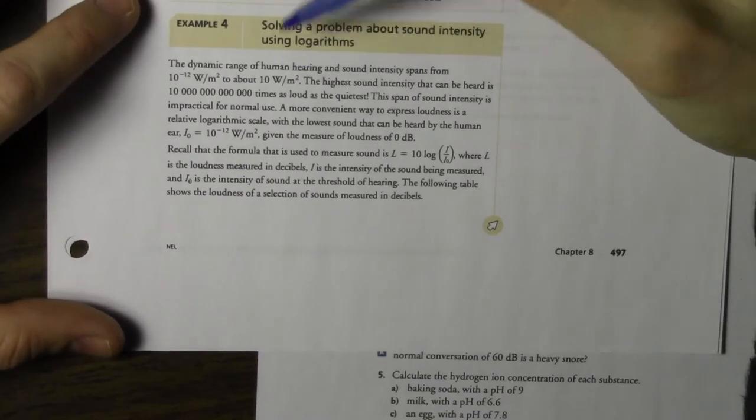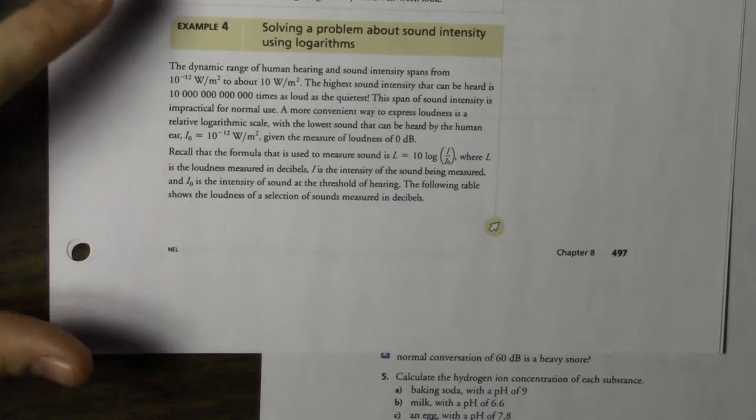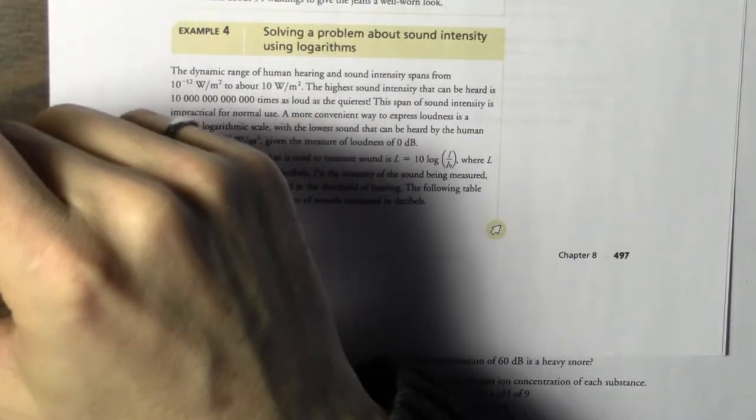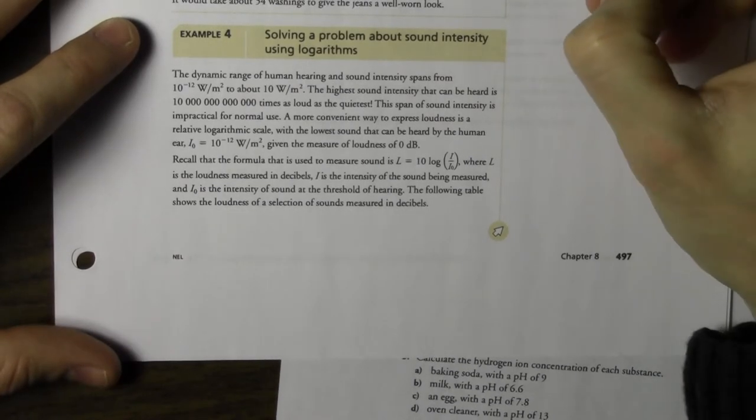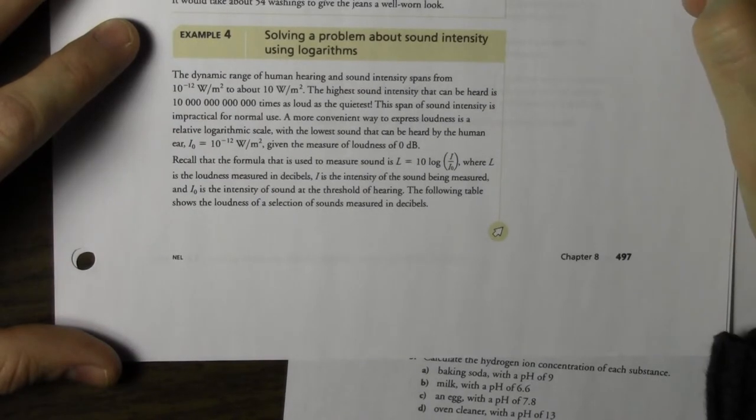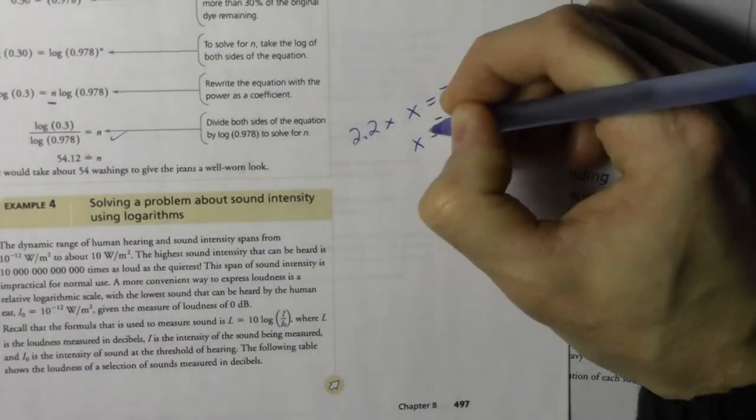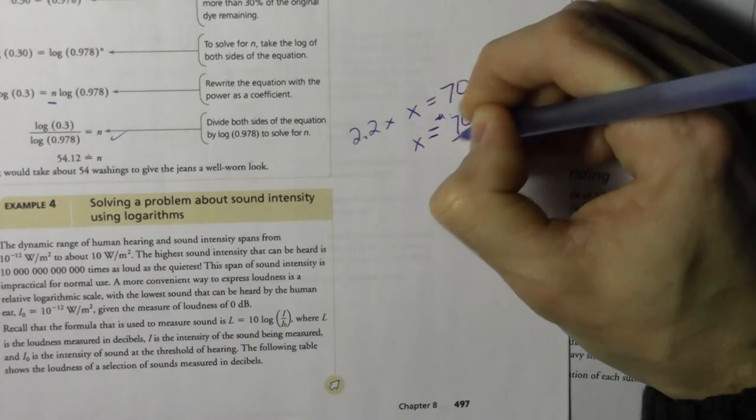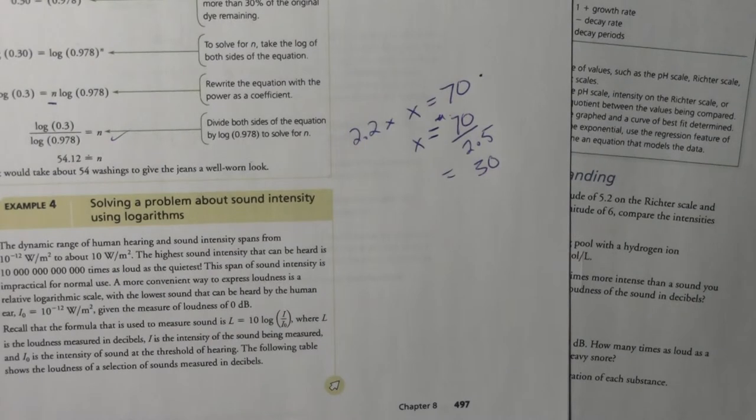All right. So we end up with 54 washings to give the jeans a well-worn look. If we did a linear scale, how many washings would it be? Let's just do this in our head very quickly. So if we had 2.2 times x is equal to 70, right? Because we want to reduce the 100 by 70. So x would be 70 divided by 2.2. So we're looking at somewhere in the neighborhood of 30-ish. What is that? 70 divided by 2.2?